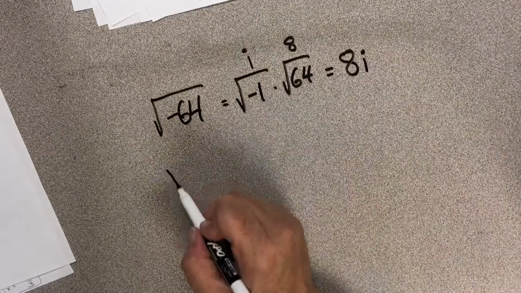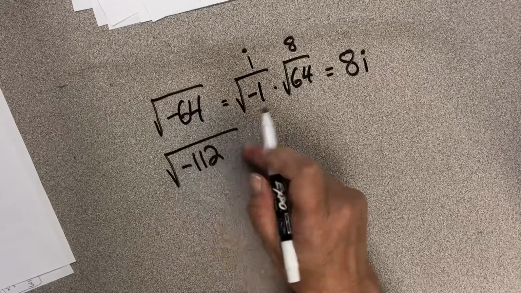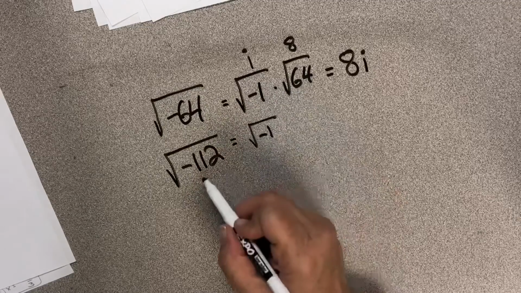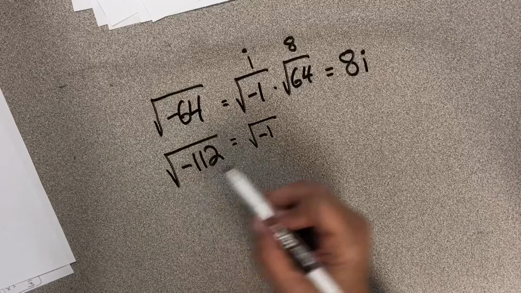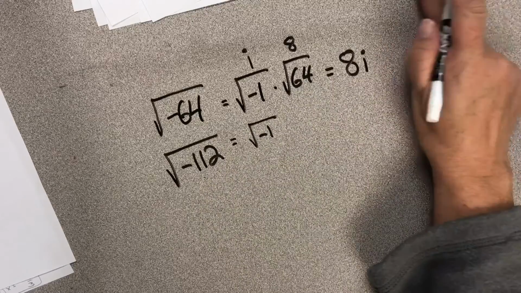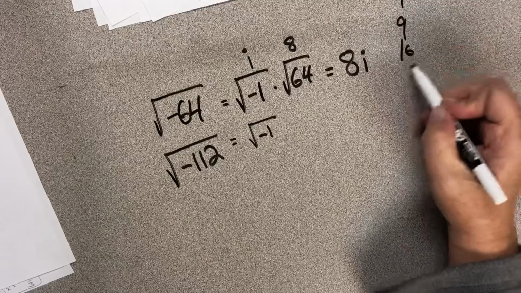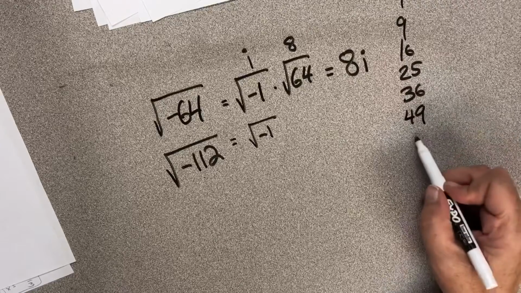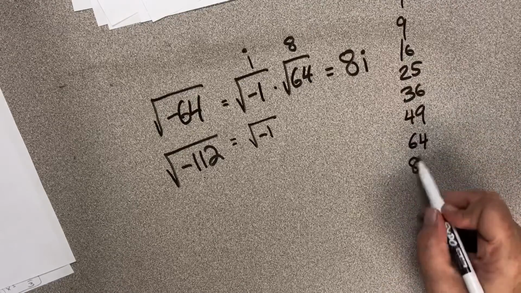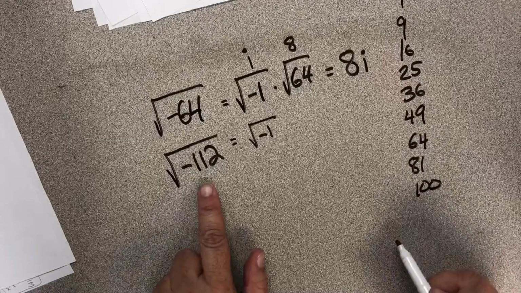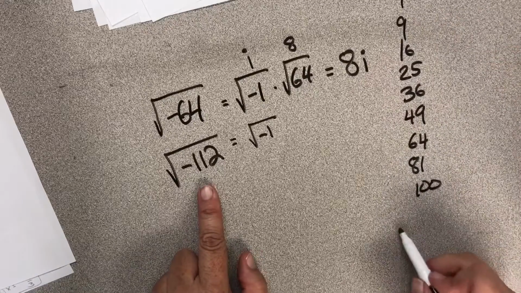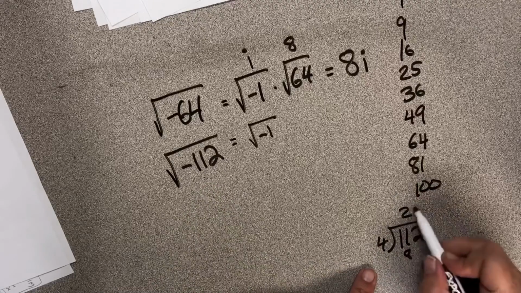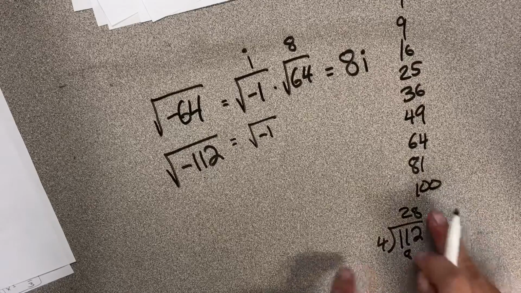The following question is the square root of negative 112. So you know you have a negative 1. Then you're going to see if 112 has any factors from our perfect square list, which is 4, 9, 16, 25, 36, 49, 64, 81, 100. So 4 looks like a good candidate. If I do 112 divided by 4, I get 28. So I wonder if 16 is going to work.